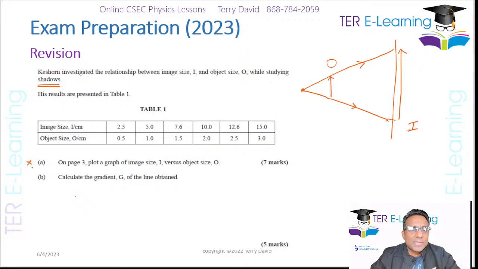And what they said here, for 7 marks, is plot a graph of image size versus object size. Now, when it comes to plotting a graph, guys, you see this word here, versus. You might see the word versus, or you might see the word against. The first variable is always going to be your y variable, and the second variable is always going to be your x variable. Please don't make a mistake like that in the real exam. There are some students who go into the exam and plot the wrong graph. So just make sure you read exactly what they said. The variable that comes before the word versus is your y, and the variable that comes after is your x.